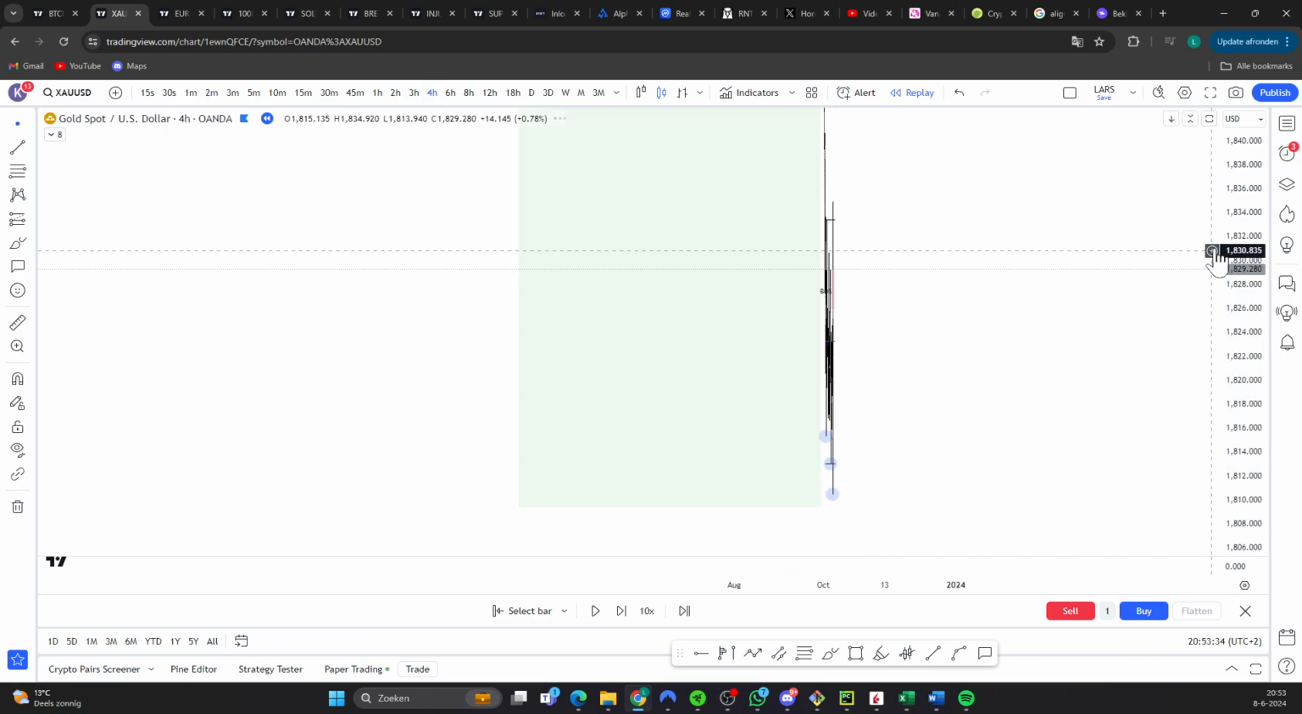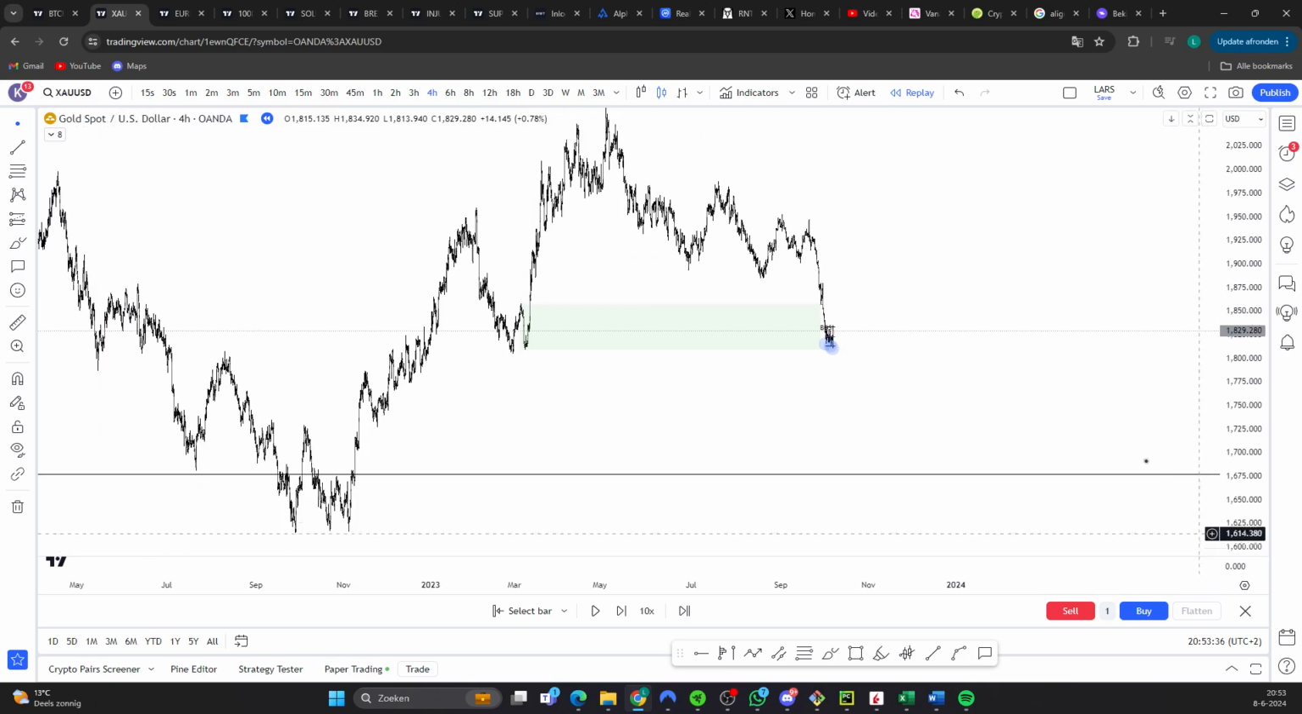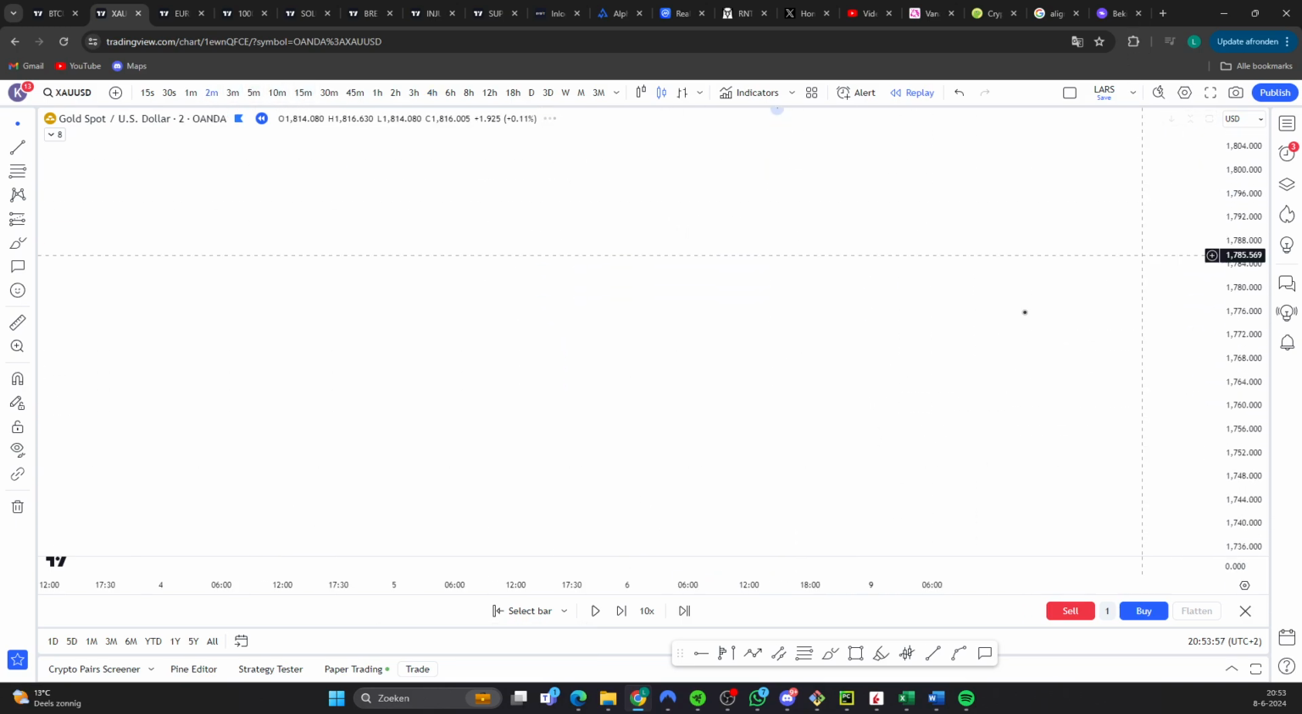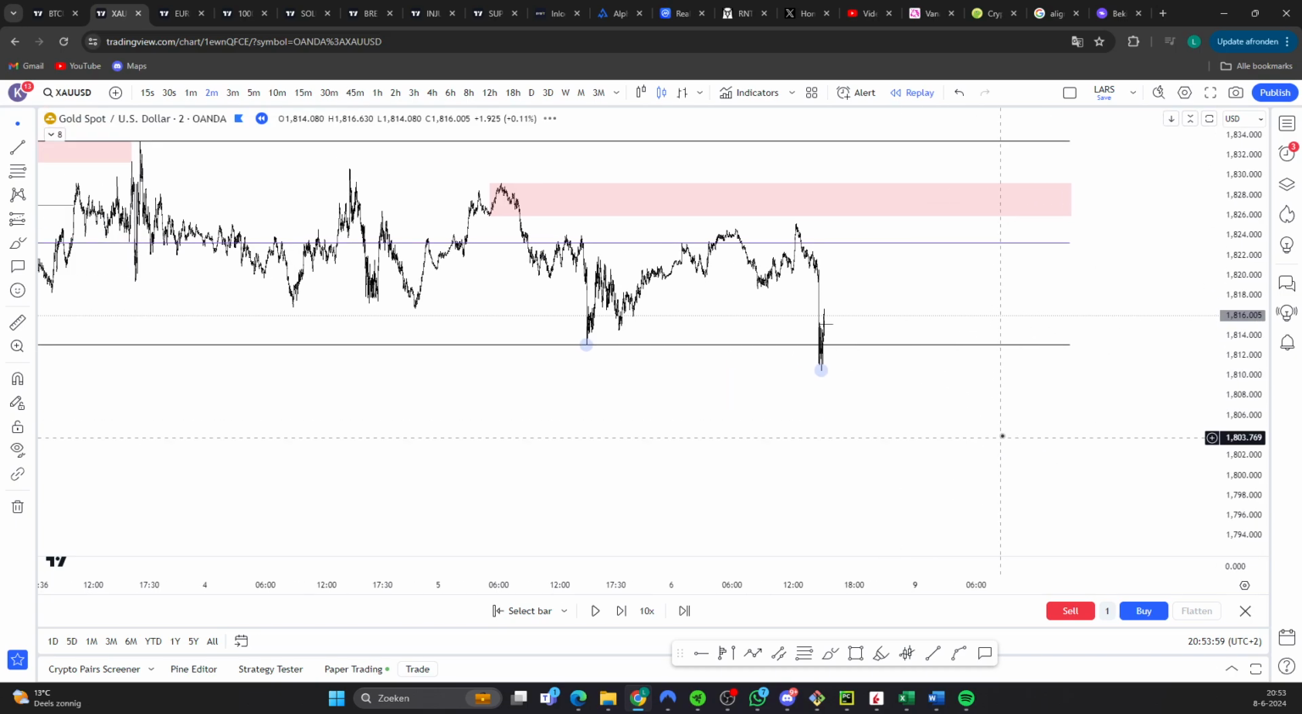The other, I would literally be around like here. Take a TP here. Take a TP there. And then take a TP here. And maybe also here. Let's zoom in. Let's see what happens. Let's see if we hit that TP1.